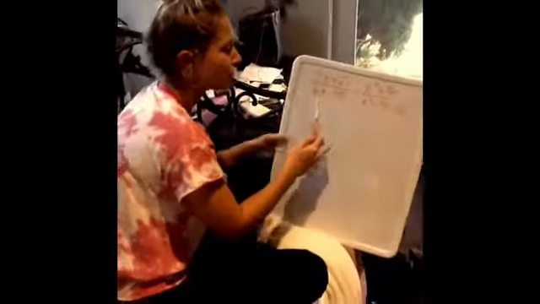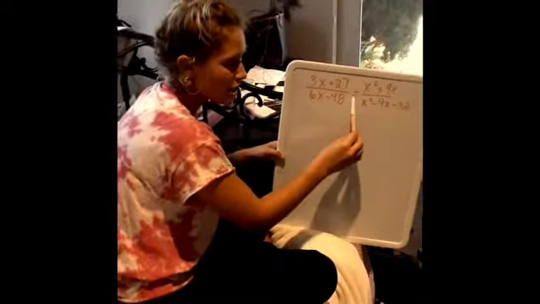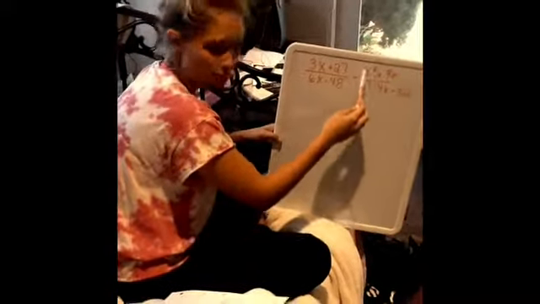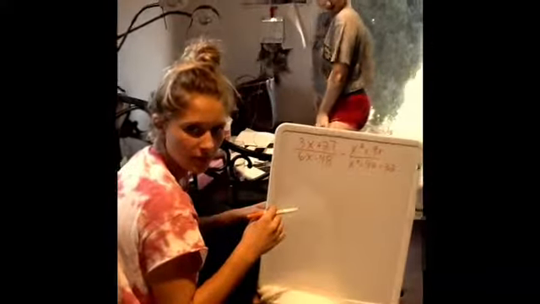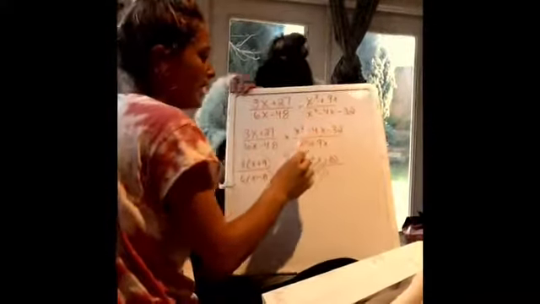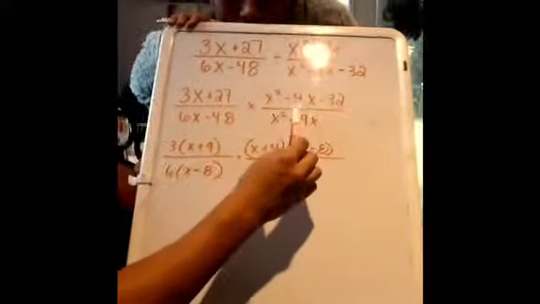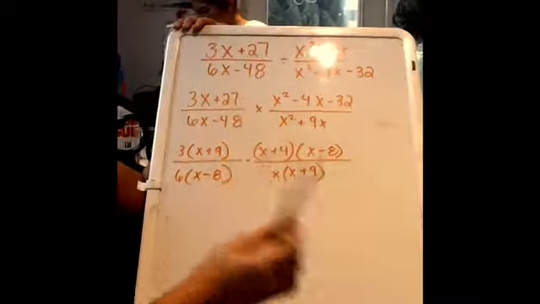Okay, so we have our first problem, this beautiful thing. The very first thing that we need to do is change this division sign to multiplication. And how do we do that? We switch the top and the bottom. Once we made it multiplication, now we have to factor it out. So we factored out all of them, and we factored out this beautiful thing. Once it's all factored out, we go to the next step.